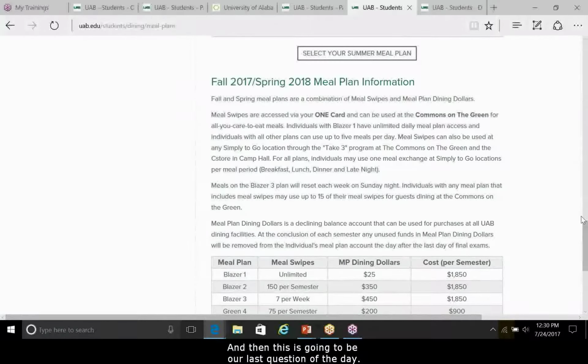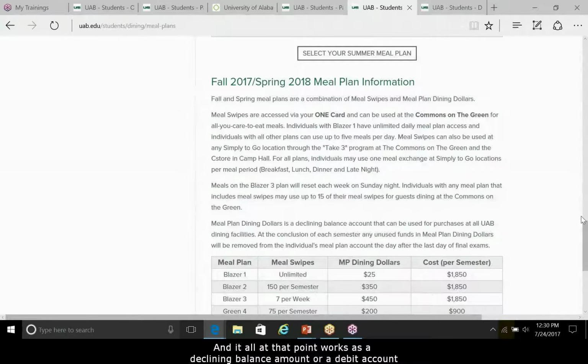And then this is going to be our last question of the day. It's about that $225. If your student is commuting, there is a flat fee of $225 that is going to be assessed to your student per semester. That is a required fee. That $225 can be used at any of our dining facilities on campus, whether it's the all-you-can-eat facility or a Starbucks, Panera, anything along those lines.